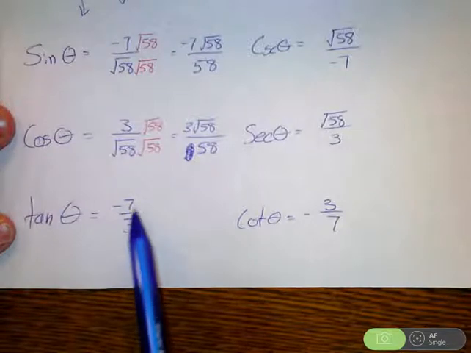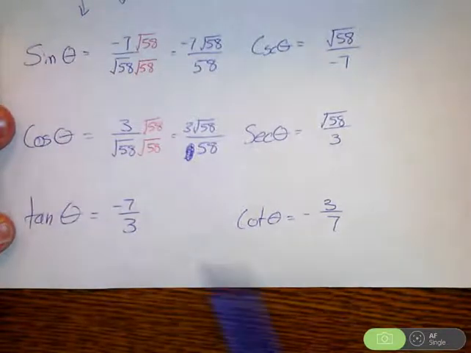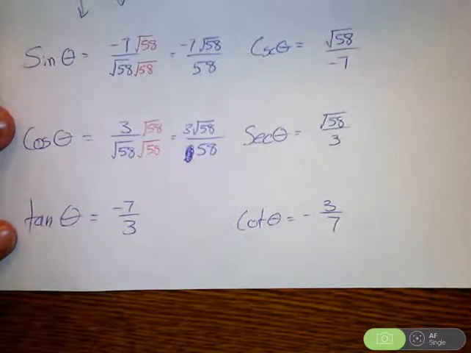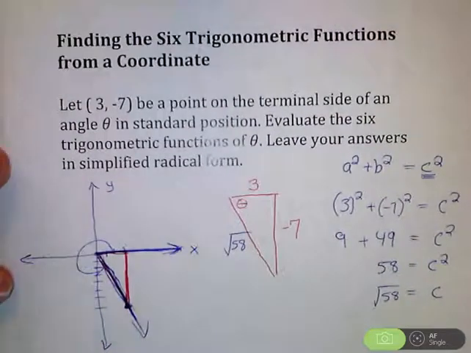I don't see anything else that could be simplified. If this was like 9 over 3, you could reduce that fraction, but there was nothing else we could do. So that is my six trig functions, and that was finding the six trig functions from a coordinate.